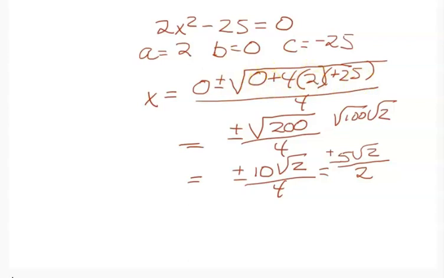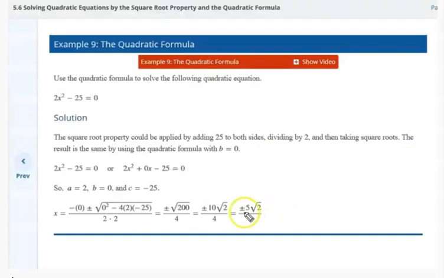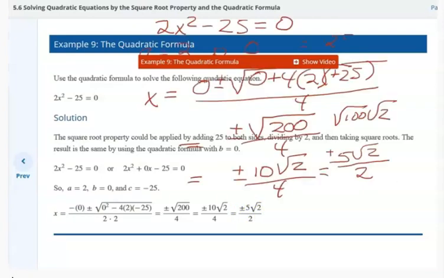All right, let's check it out, and we'll see what we get. And there it is, plus or minus 5 square root of 2 over 2. And just to show you that again, there it is. So again, we're giving you some models to follow for practice, and then later you'll be certified.